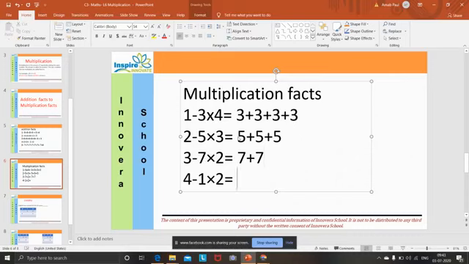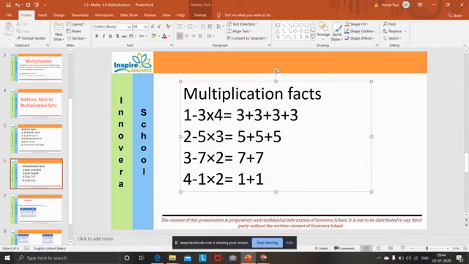Next one. 1 multiplied by 2. That means 2 times 1. 1 plus 1. 2 ones, or 1 twos, are 2, and 1 plus 1 is 2. Is it clear? Addition facts.